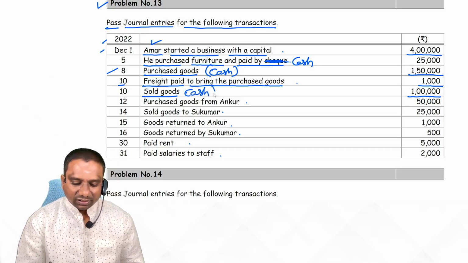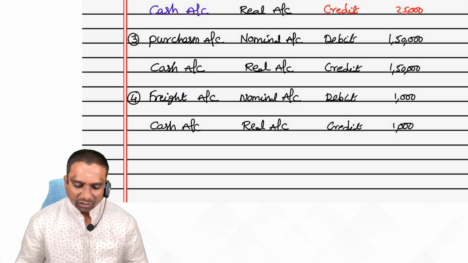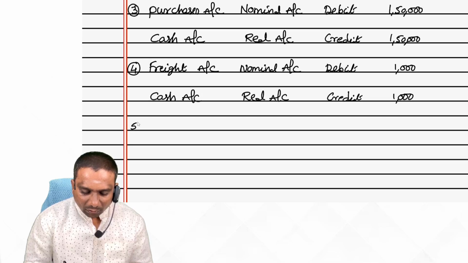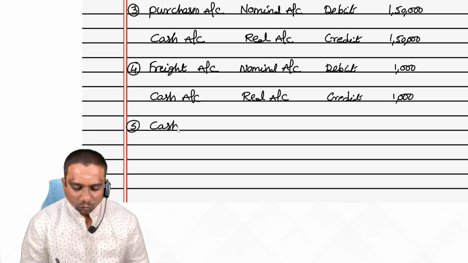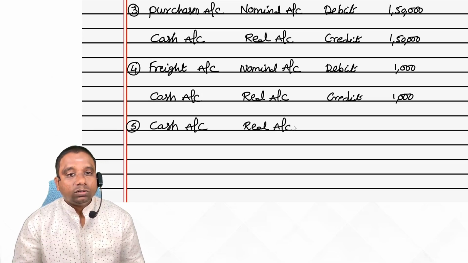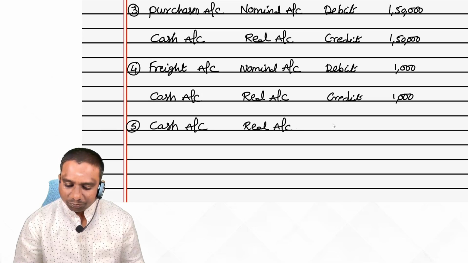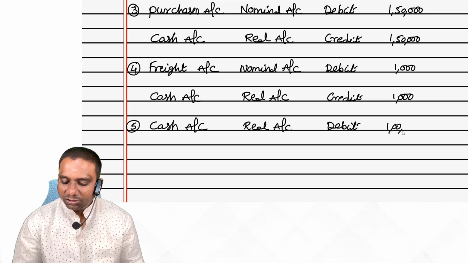These are cash sales. Now tell me, what is the analysis here? Simple analysis. What is the receiving aspect? We are receiving cash. So cash account. Cash account is what? Real account. Now cash comes in or goes out? Cash comes in because we sold goods now. So debit. How much amount comes in? 1 lakh.